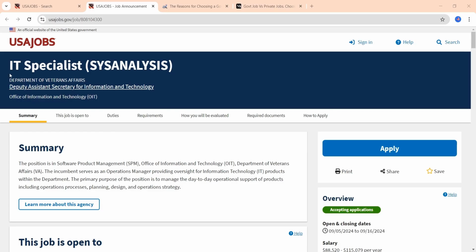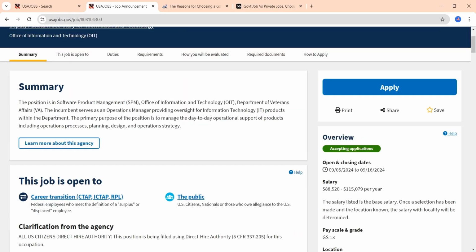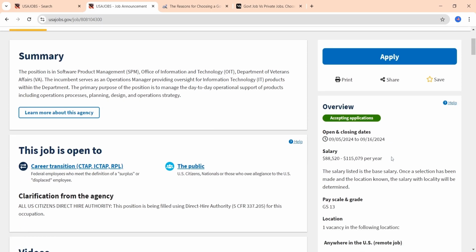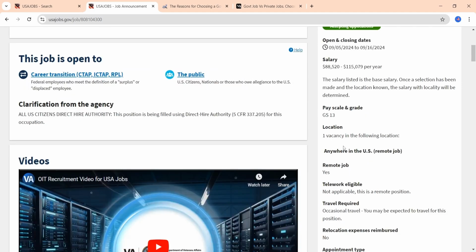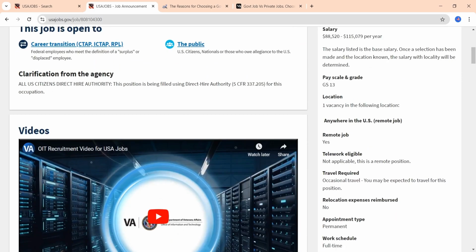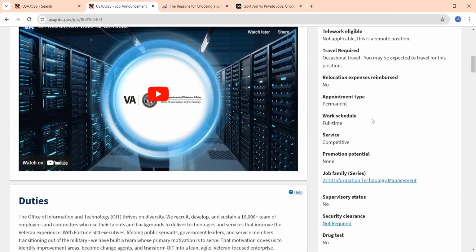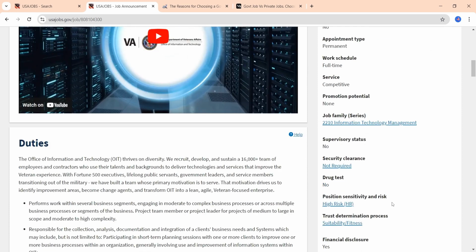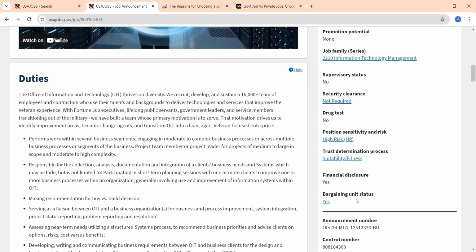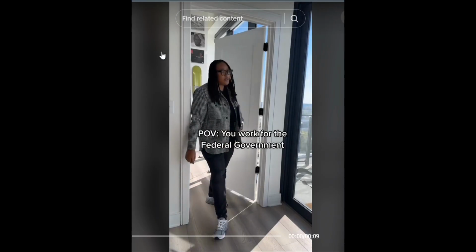Our next job is an IT specialist. You have the summary over on the right-hand side here. The salary is a respectable $88,000 to $115,000. This will be a great way to get your foot in the door and get some experience. Okay, this is also a remote job as discussed earlier. There is no security clearance required, and you are a part of a bargaining unit, which means this is part of a union.